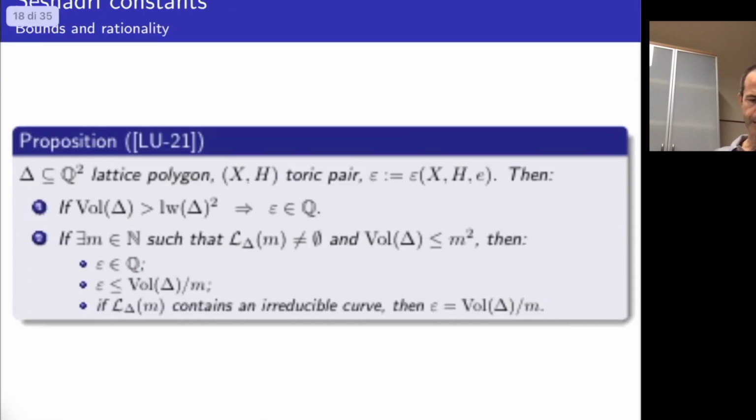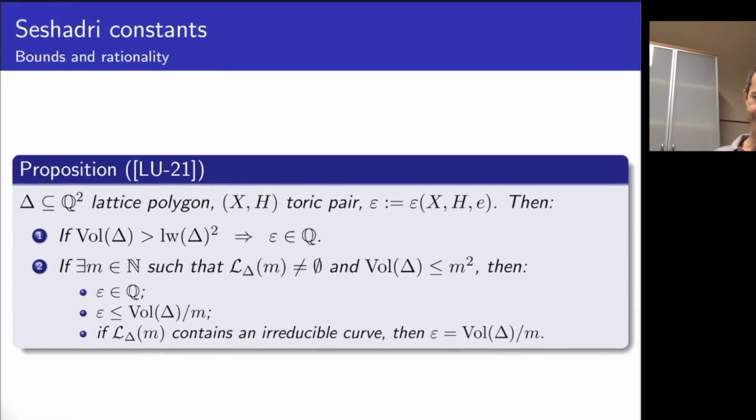Okay, now I can state our first result. Well, the first one is more like an observation, but anyway, we couldn't find it in any paper, so we draw this observation too. Okay, we start from a polygon.